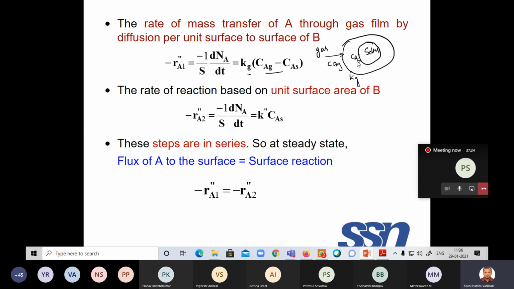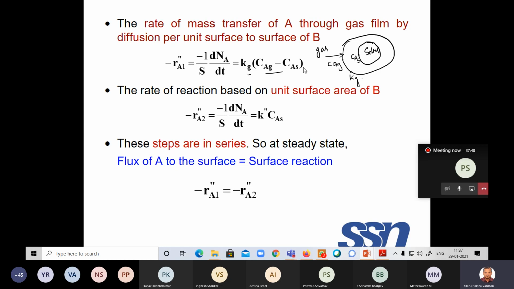Therefore, CAG minus CAS. So how much of the gas is being transported onto the solid surface, you can find out from this equation. How much gas is going onto the solid, that much amount of the gas should react on the solid. Correct? That is what we equate.